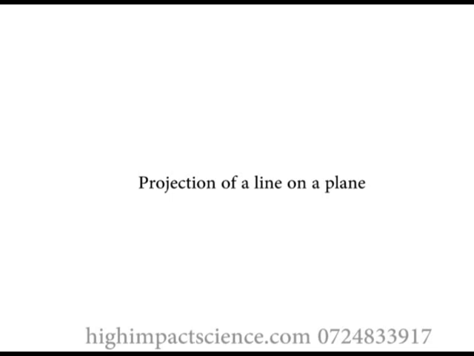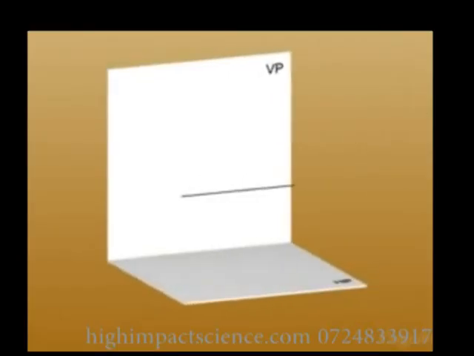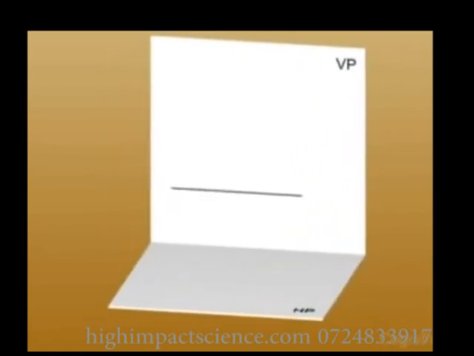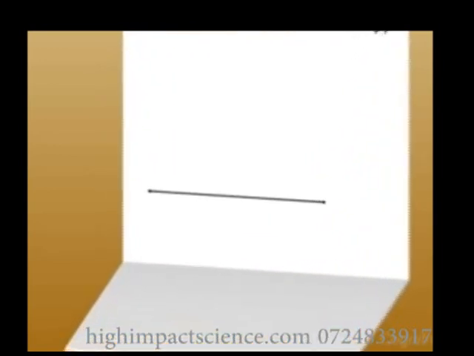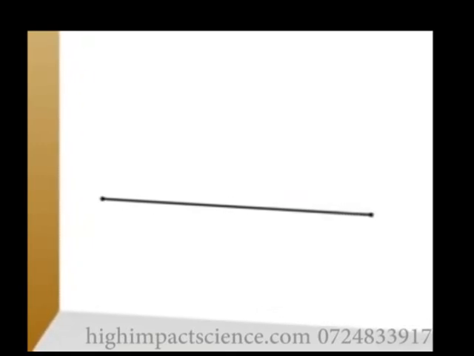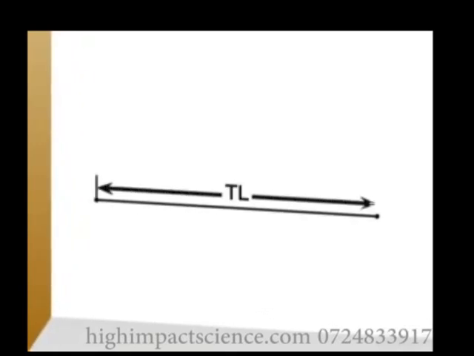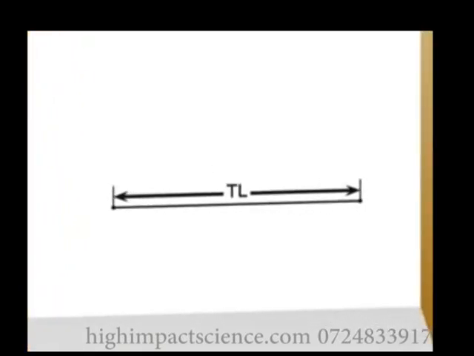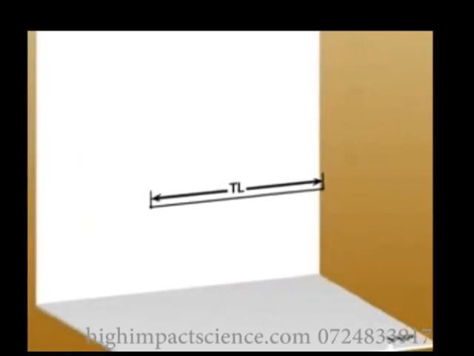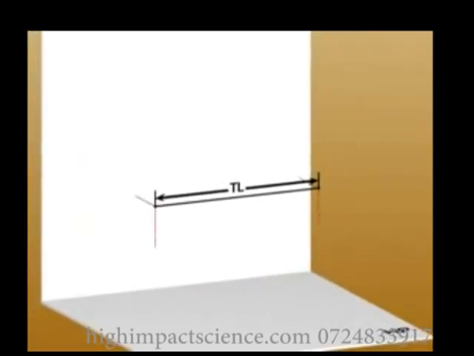Next, projection of a line on a plane. A straight line is a 1-dimensional element connecting 2 points by the shortest distance, and the length is always a true length. The projection of a line can be obtained by drawing the projections of its endpoints on a flat plane.